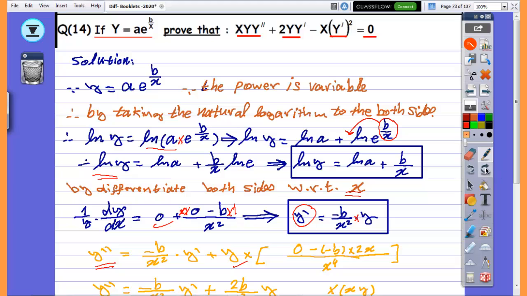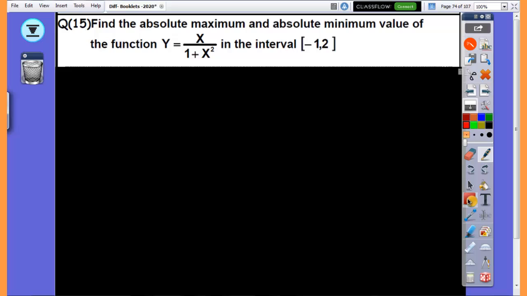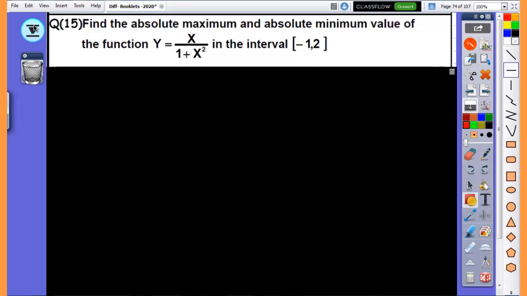Now we will go to the next question, question 15. In this question, find the absolute maximum and the absolute minimum value of the function y equals x over 1 plus x square in the interval negative 1 to 2.